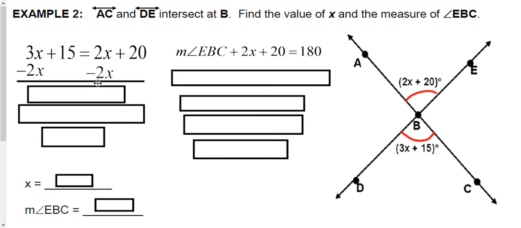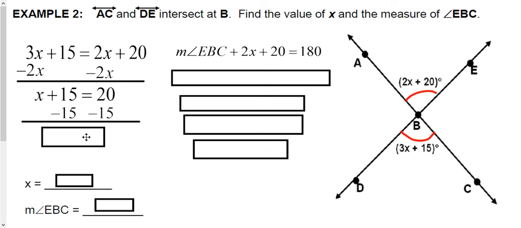Subtract 2x from both sides. We don't want x's on both sides. So we get 3x minus 2x is 1x, plus 15 equals just 20 over here. I'll get rid of that plus 15 and isolate x by subtracting 15. And we get x equals 5. Now, let's see what we got here. I kind of did that prematurely.